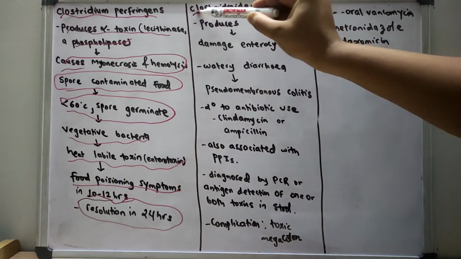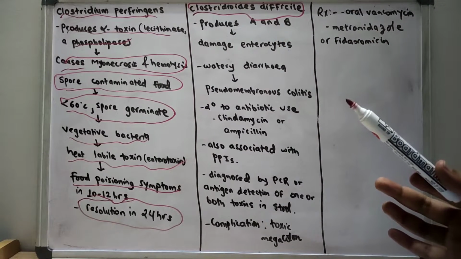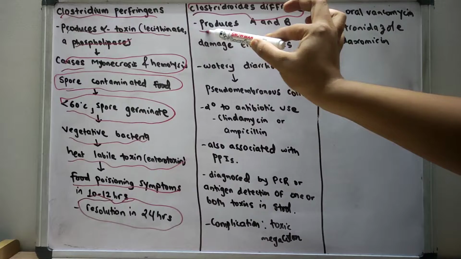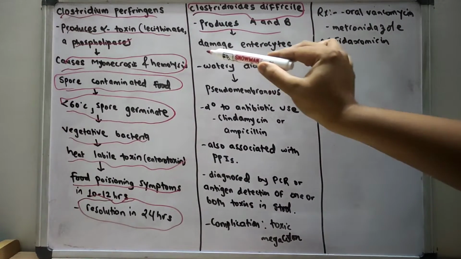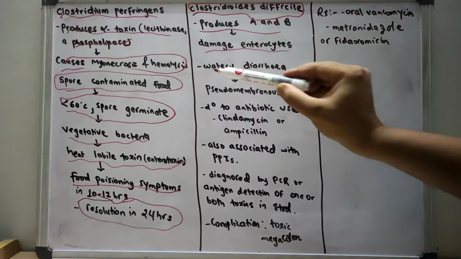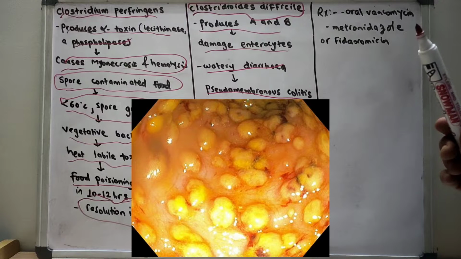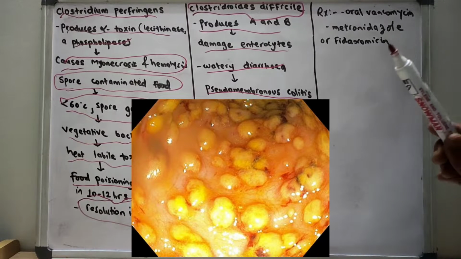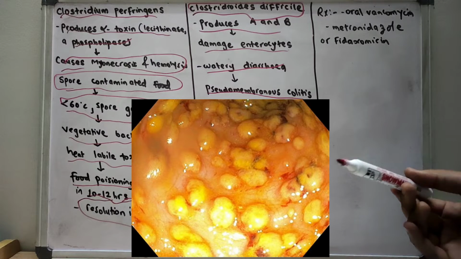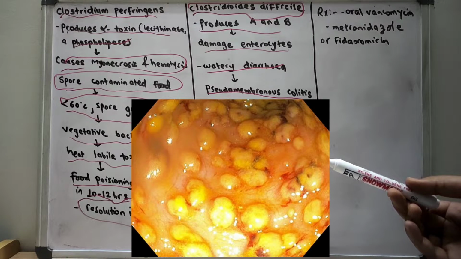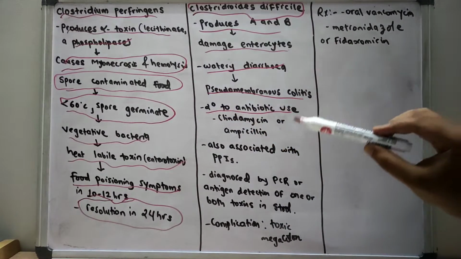Now let us discuss Clostridium difficile. You have to know that Clostridium difficile produces two types of toxin. One is toxin A and the other is toxin B, which damage the enterocytes. So it causes watery diarrhea, which ultimately causes pseudomembranous colitis. The pseudomembranous colitis can be seen by colonoscopy after the infection with Clostridium difficile. Pseudomembranous colitis can also occur secondary to antibiotic use.